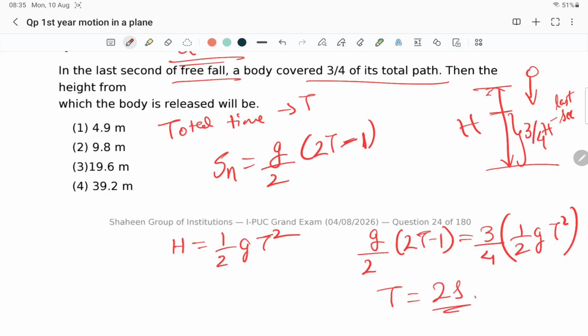So once you get t equals 2 seconds, h is equal to half gt square, half into 9.8, t square is 2 square. So the half gets cancelled with the 2. So 2 times 9.8, 19.6 is the answer. 19.6 will be your answer. I hope you have understood this particular question.